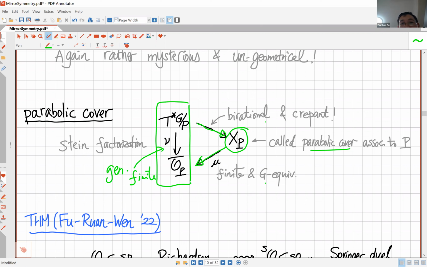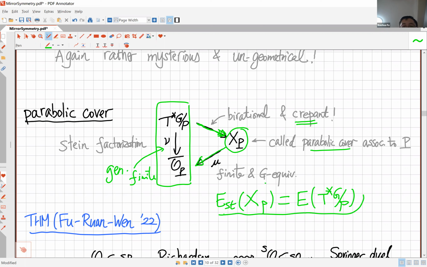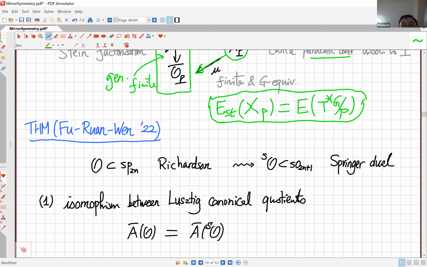And why is this X_P interesting? Because this map is crepant. So you can compute X_P. In particular, this is showing the stringy E-functional of X_P is nothing else but just the usual E-polynomial of this coordinate bundle. So for this cover, this stringy E-functional is very simple, you can explicitly compute it. This gives a reason why for some covers, it's easier to deal with than the orbit itself. And then our first main theorem reads as follows.